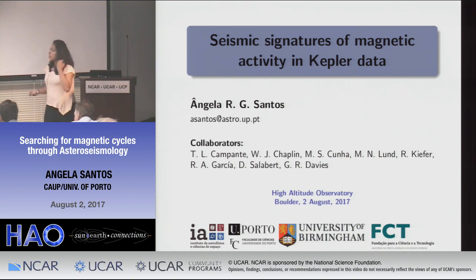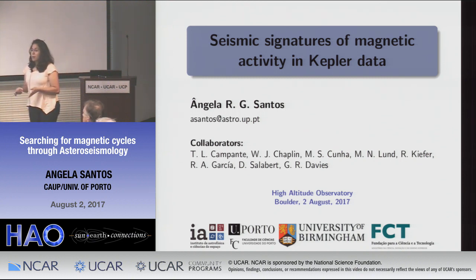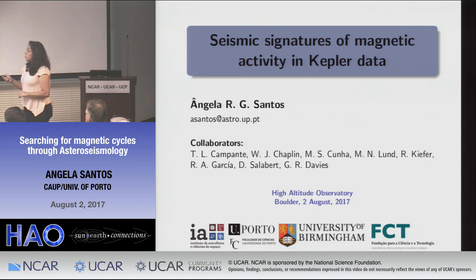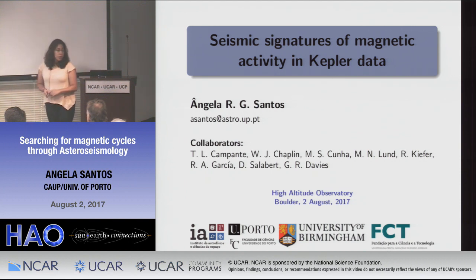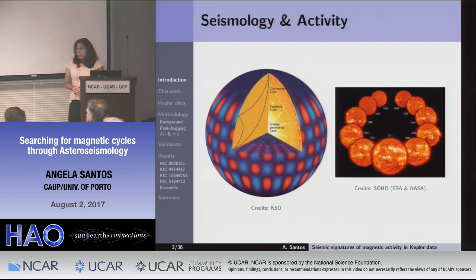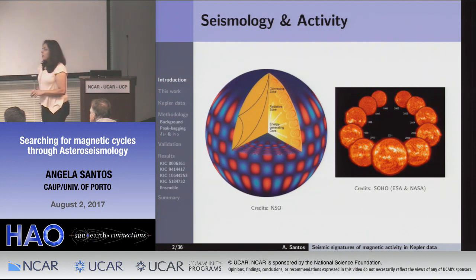And in the work that I present today, I will tell you how we can use asteroseismology to study and to search for activity cycles, or activity, in other stars. In particular, in this work, we look for signatures of magnetic activity in the seismic data of solar-type stars observed by Kepler. So solar-type stars, as the name indicates, are stars that are similar to the Sun.